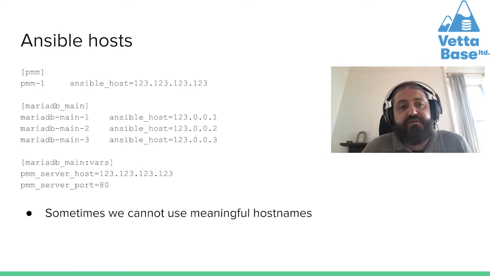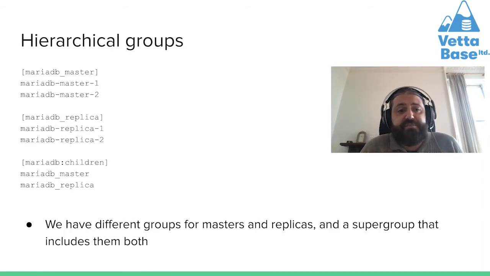And here I show that we can have hierarchical groups. So for example, we can have MariaDB master and MariaDB replica. Each of them have different hosts. And then I specify that they both are children of MariaDB group. Okay, so MariaDB group will be used to define all the basic configuration and all the basic procedures that apply to all MariaDB servers. And then specific configuration for a master will be in a separate group, and specific configuration for replicas will be in another group.